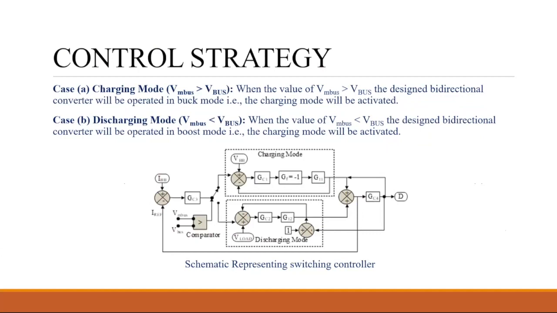There is a switch, and there is a comparator. What is a comparator? It's just for comparison. There is a reference bus voltage that we have fixed. If the value of the bus voltage is greater than this value, then we will do the charging operation. If it's less than this value, then the comparator will give us zero logic, and the switch will move here. It will do the discharging operation. This is the basic control strategy that we have developed.